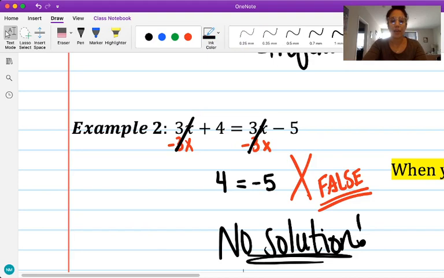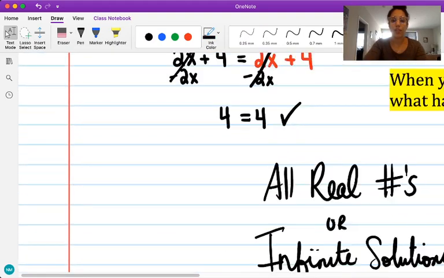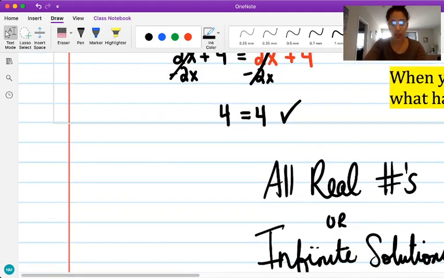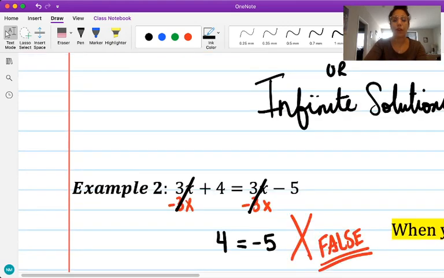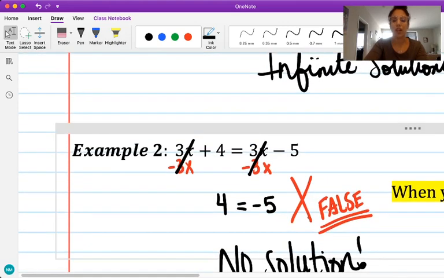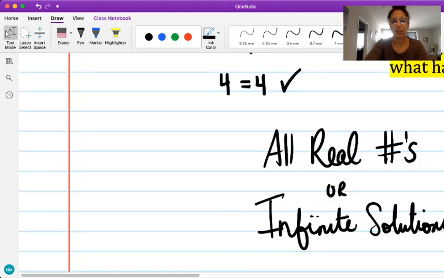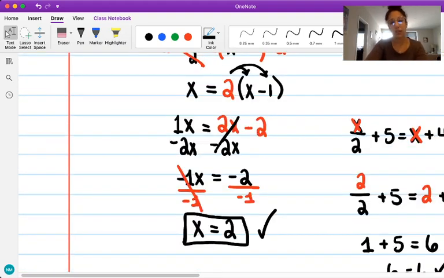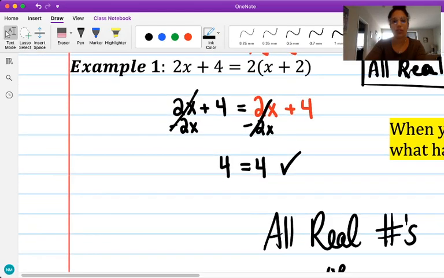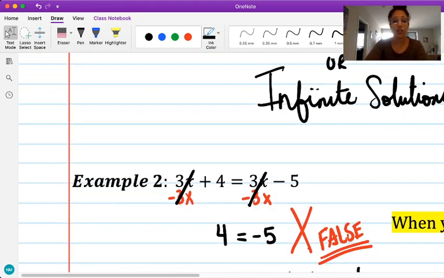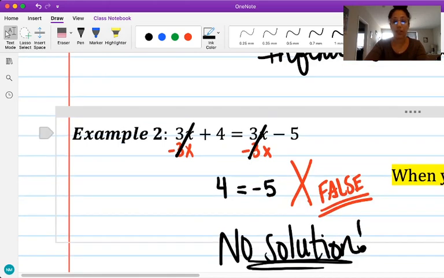So to recap, if you have something that gives you a true statement, it is all solutions. If it's something that gives you a false statement, it is no solution. And then if it's something like this, where you get a value for x, then it's one solution. So the options are always one solution, all solutions, or no solution. You cannot have just two solutions when it comes to linear equations.